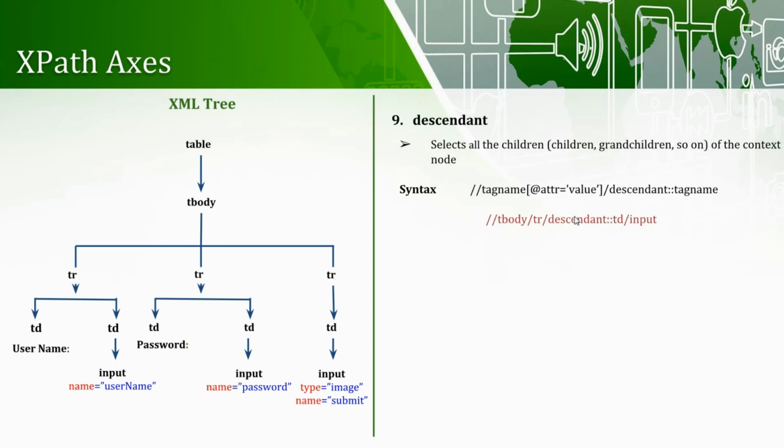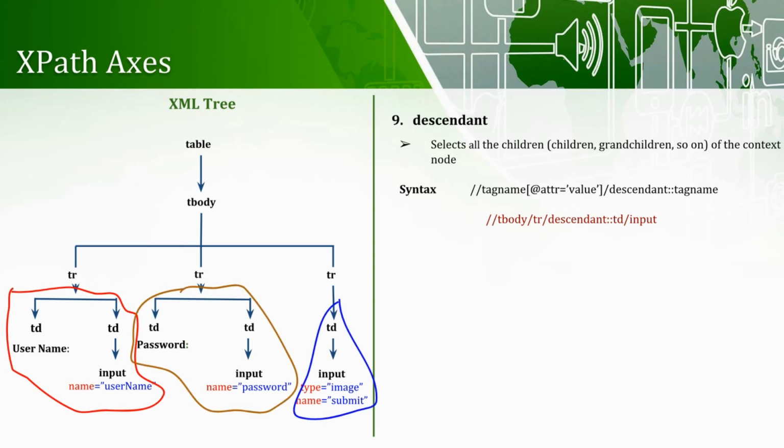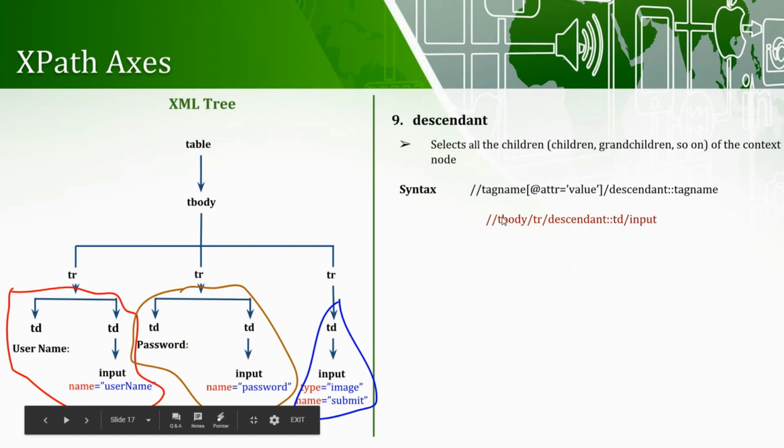Let's see the example in which I am saying /tbody, which is this node. Then I am saying tr. So tr will select all the 3 tr nodes because I have not provided the index here. So by default it will select all the 3 nodes. Then I am saying descendant of tr. Now descendants of all the 3 tr will be selected. Therefore this section will be selected. Then the other 2 sections will also be selected. So these 3 will be the output of descendant of this context node.